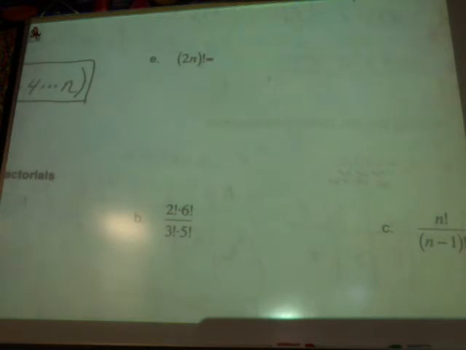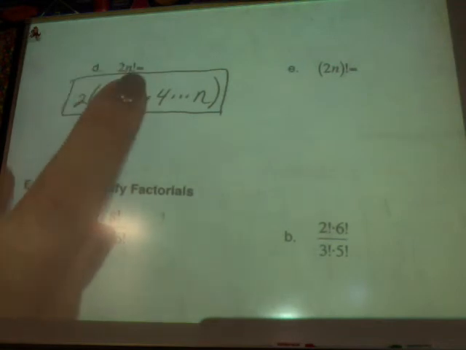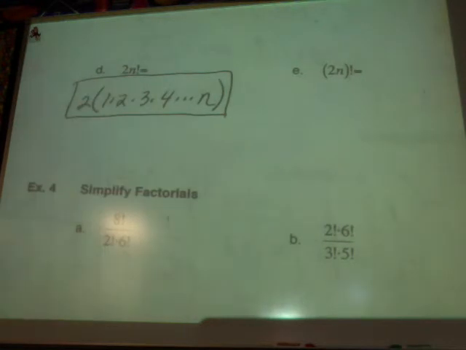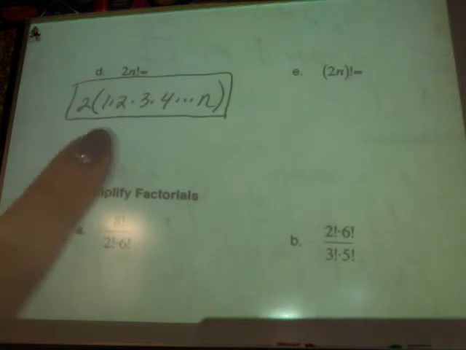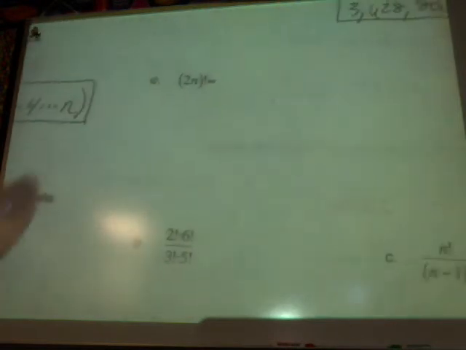This one, just like on this one here, the 2 was not being taken into account in the factorial, but my ending number was n, right? So if I had 8 factorial, couldn't I write 8 factorial as 1 times 2 times 3 times 4 times 5 times 6 times 7 times 8, right? I don't have to start with 8, do I? Okay, so it's okay to go backwards. So we ended up with n on that one.